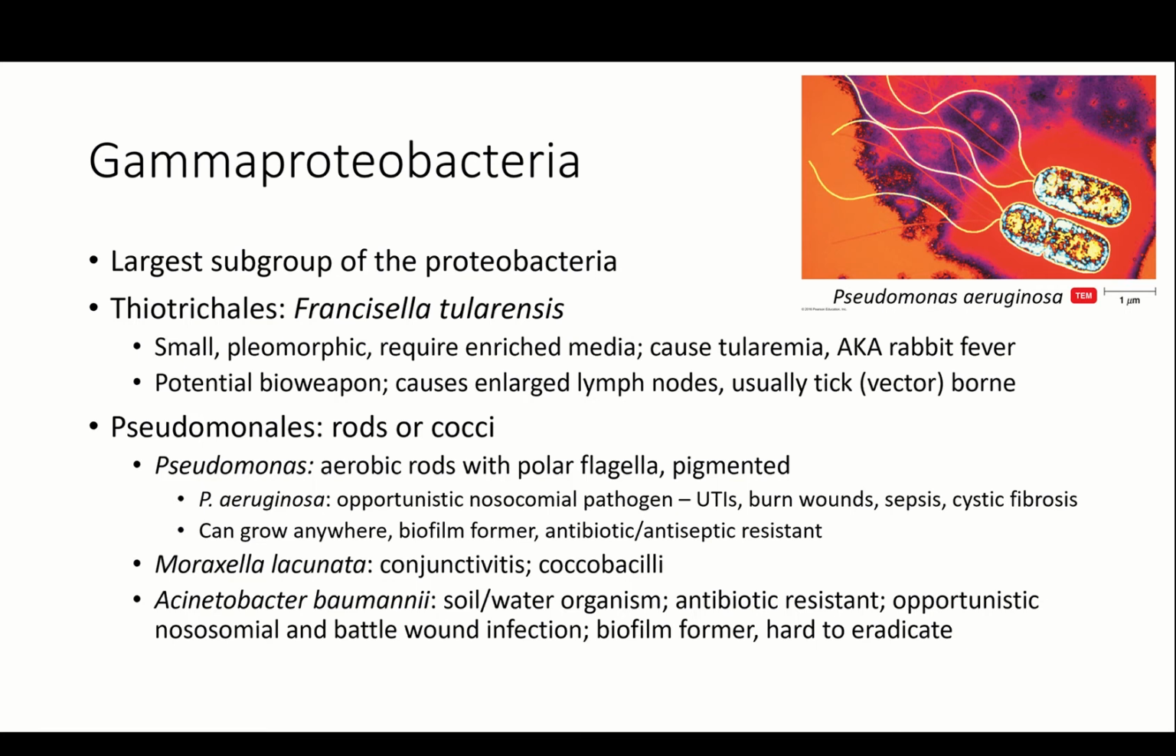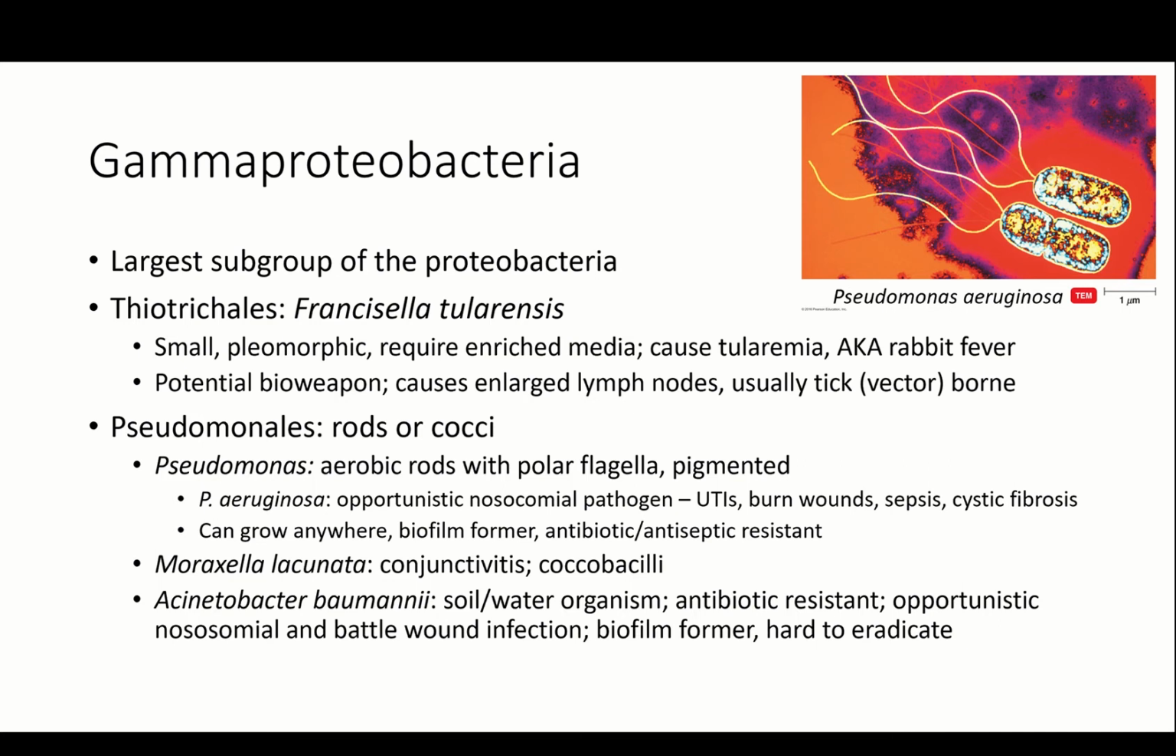The next grouping is the Pseudomonales, which includes rods or cocci. So Pseudomonas is depicted up here in the right. We have two cells here. Looks like one is maybe preparing for cell division, but they're motile by flagella. They're often pigmented, so when you grow them, they'll appear blue or green sometimes. And they have a very familiar, characteristic grape-like odor. It smells like Dimetapp cough syrup.